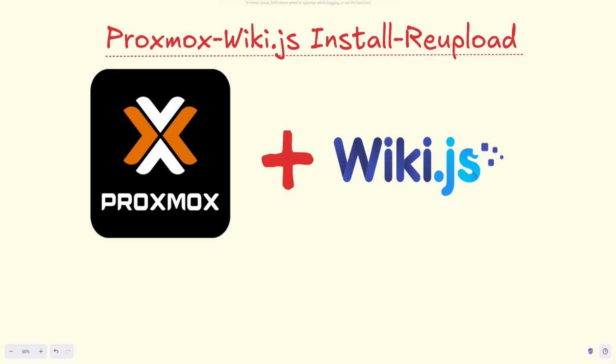This is a re-upload of a video I released about a week or two ago, walking you through how to install Wiki.js on Proxmox. I took a few minutes to go back and rewatch that video, and I saw where I made some very clear mistakes, mostly when it came to the Docker compose file. So we're gonna go ahead and get those mistakes fixed and re-upload this video.